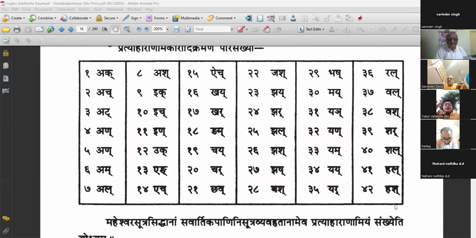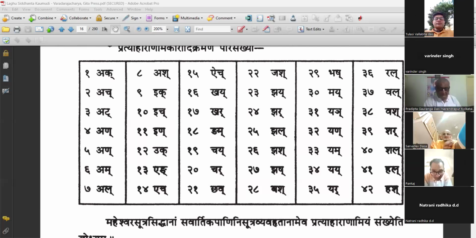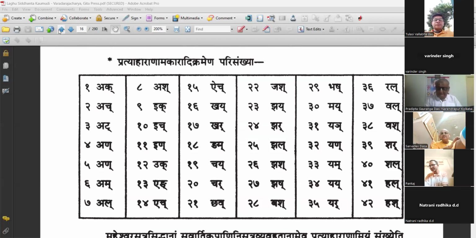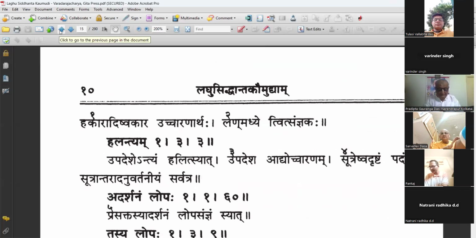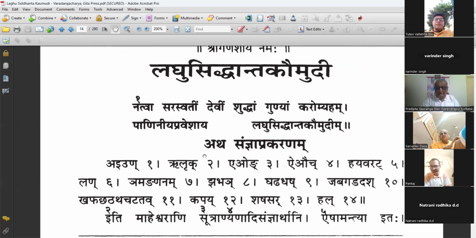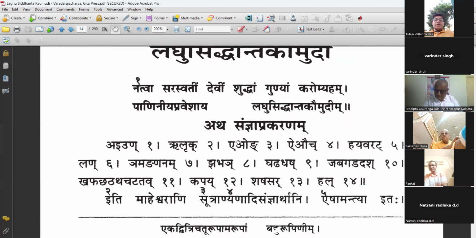Find the ik pratyahar. Go back to the Maheshwar Sutras. It will be the same here. Ik pratyahar is number 9. Varinder, go back to the Maheshwar Sutras. Ik pratyahar, number 9: i, u, ri, li. This is the ik pratyahar. See, look at it.